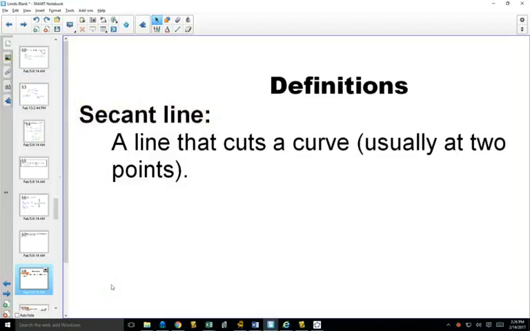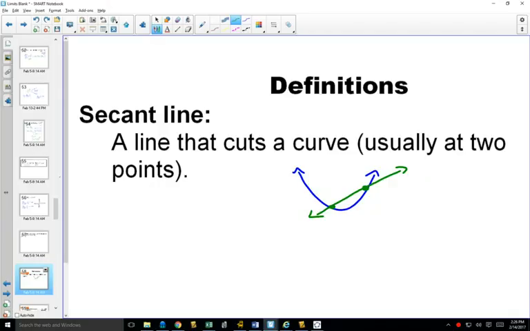Our first definition is a secant line. So if you have any graph, say a parabola, and you choose 2 points on that parabola, the line going through those 2 points would be a secant line.